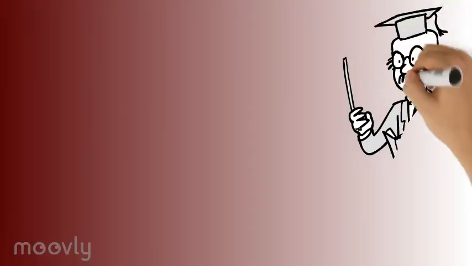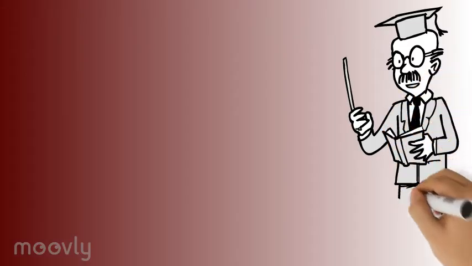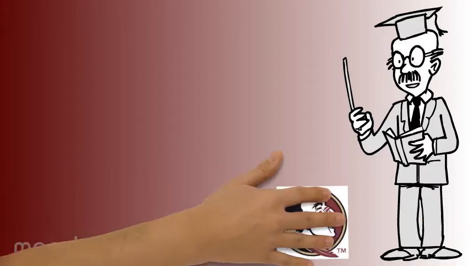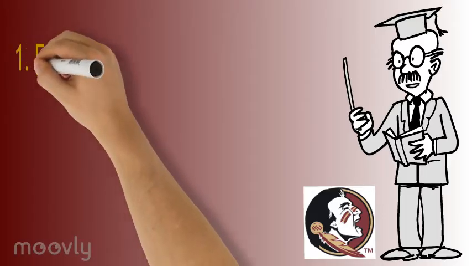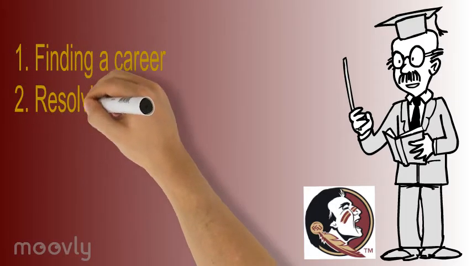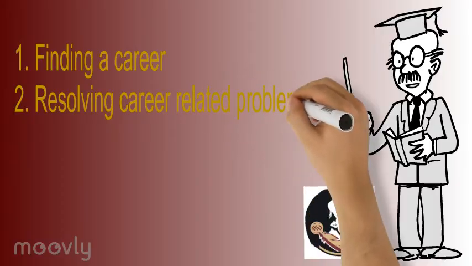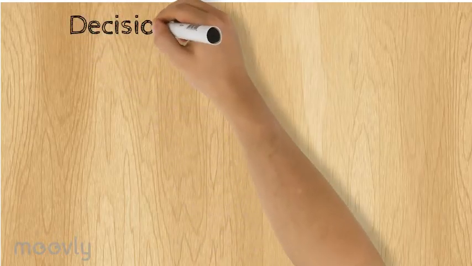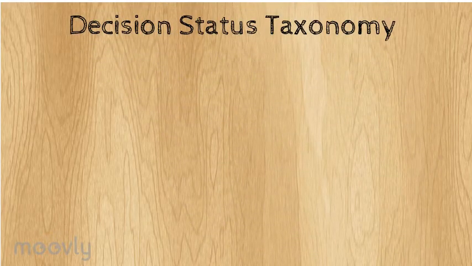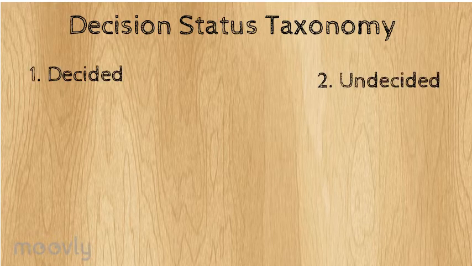Cognitive Information Processing Theory, or CIP, was created at Florida State University in 1971 to aid students with the process of finding a career, resolving career-related problems, and making career choices, a theory based on Aaron Beck's cognitive theory. CIP categorizes people according to their decision status through a system they call Decision Status Taxonomy. The three main categories of the taxonomy are decided, undecided, and indecisive.